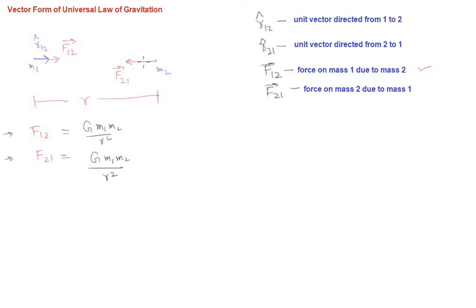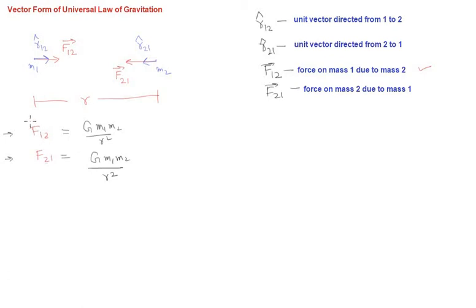Let's take another vector like this. It is pointing from m2 to m1. Let's call this r21 cap. I have defined it very clearly: r12 is a unit vector directed from 1 to 2, and r21 is a unit vector directed from 2 to 1, right? Now let's go back to this equation and make the vector form.